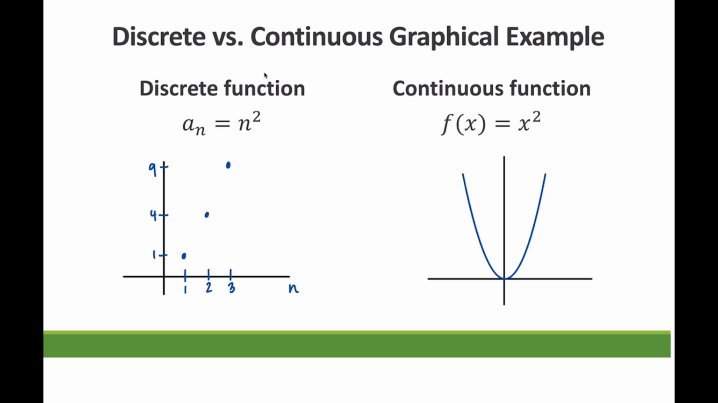As opposed to the continuous function f of x equals x squared, well, what do we know about that? That's a parabola. And that parabola has a domain of all real numbers. So informally, it's continuous, so we can put our pencil down and draw it without ever lifting it up, versus our discrete function is just these individual points. So it's defined for only specific isolated values.